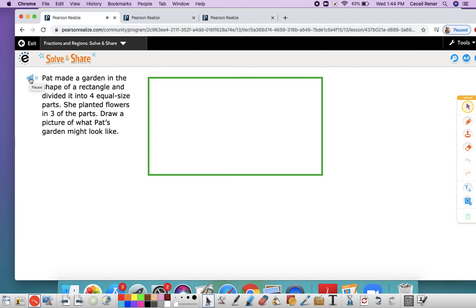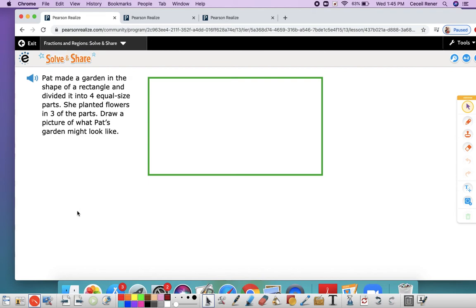Pat made a garden in the shape of a rectangle and divided it into 4 equal-sized parts. She planted flowers in 3 of the parts. Draw a picture of what Pat's garden might look like. What are you asked to do here? Well, you need to draw a picture of what Pat's garden might look like. What do you know about each of the 4 parts of Pat's garden? Well, you know that they are the same size.